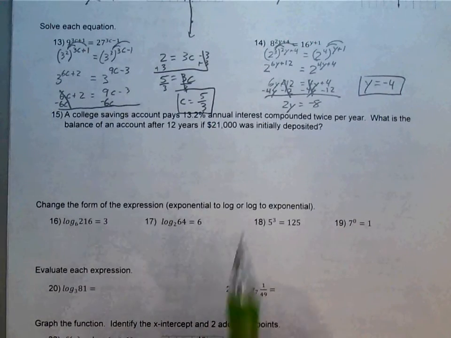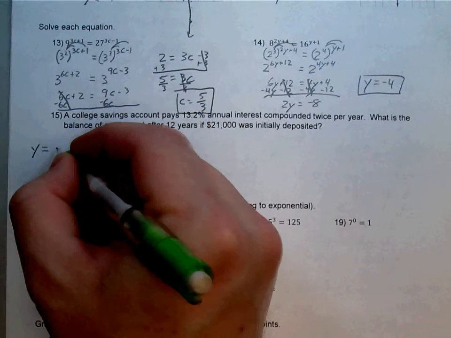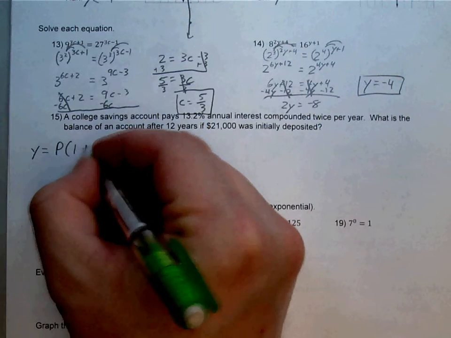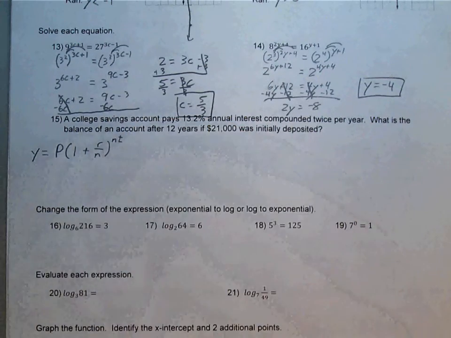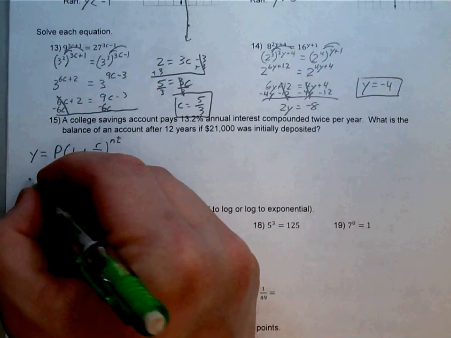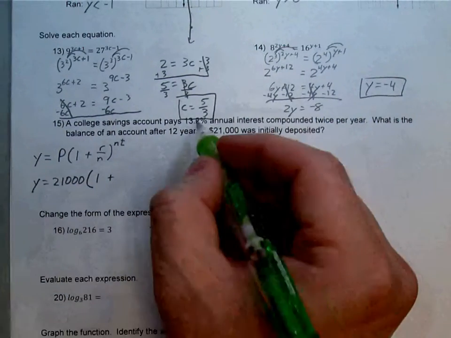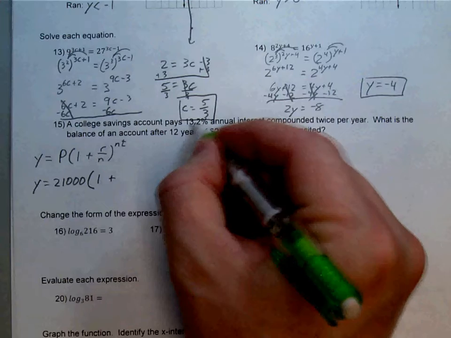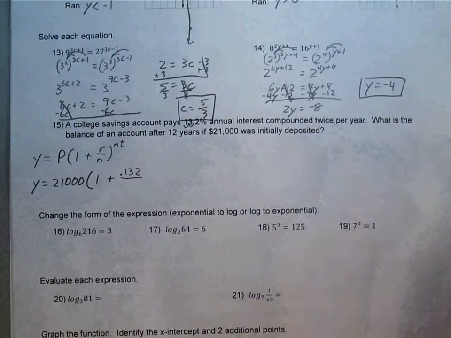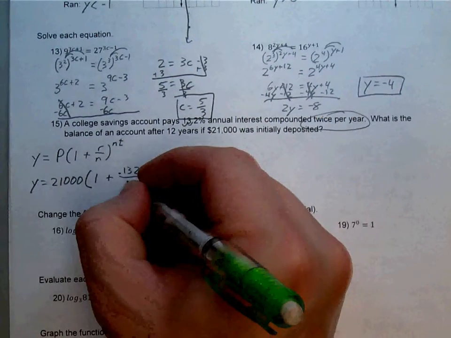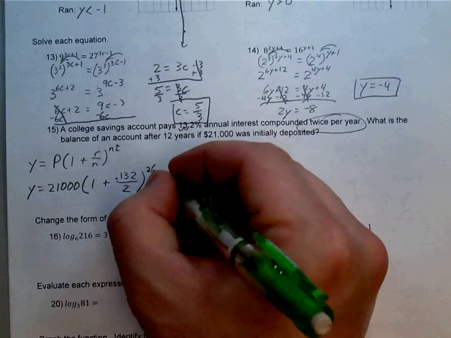Number 15. We're talking about interest compounded twice per year. So we're doing a compound interest equation. We have our principal times 1 plus our rate divided by n. N is how many times we get interest in the year, to the exponent of n times t. So there's our equation. We initially invested $21,000. That's our principal. 1 plus 13.2%, but we have to change it to a decimal. You move the decimal 2 places to the left, so 0.132 divided by how many times we get interest a year. We're getting it twice per year, so that's 2 times a year. So n shows up in my exponent also, times the number of years. We're talking about 12 years.